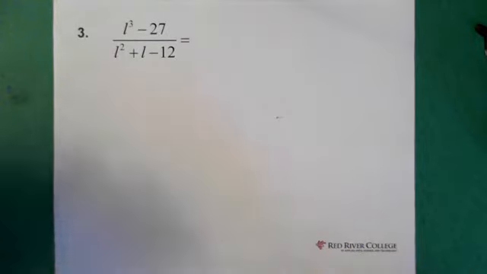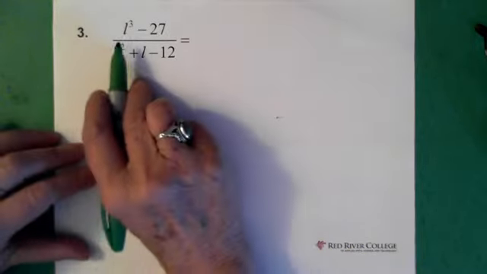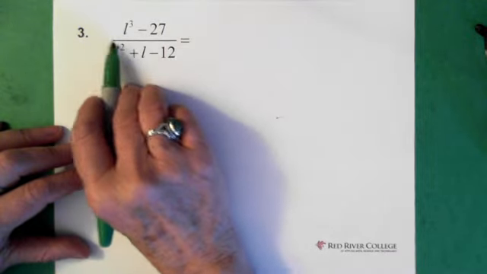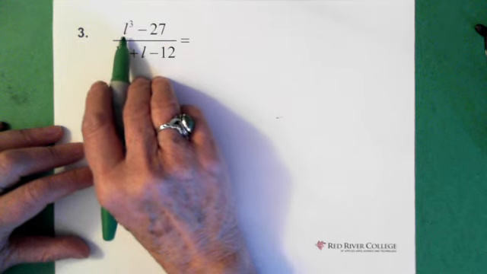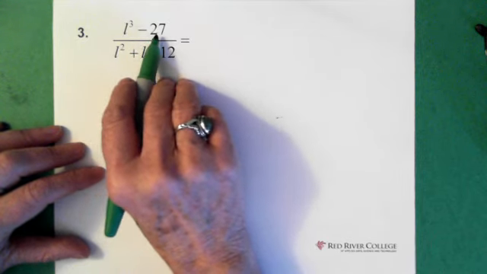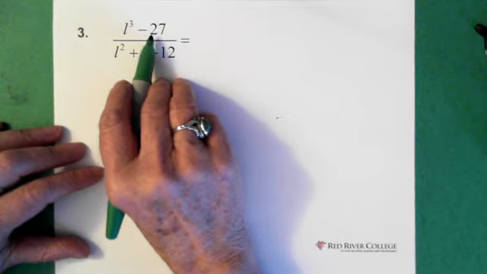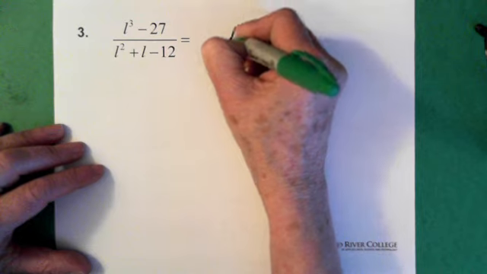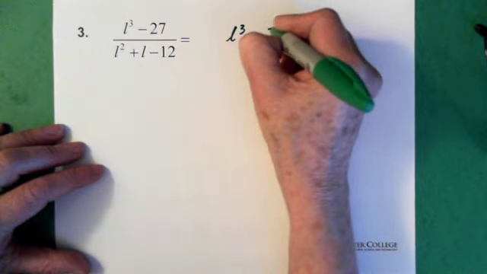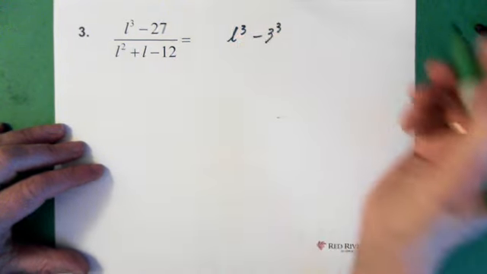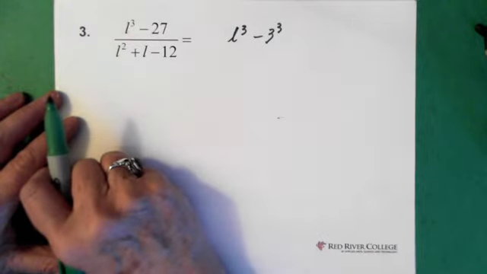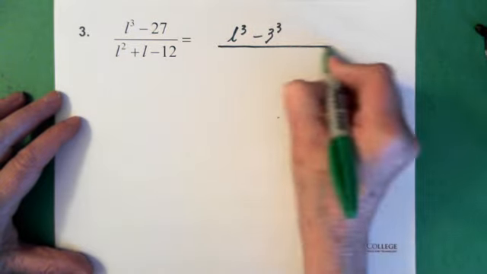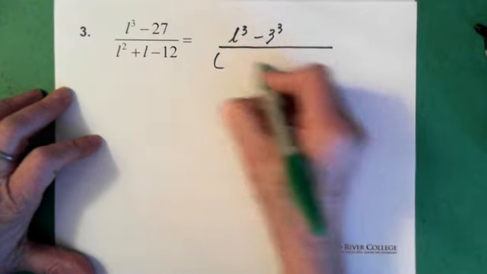All right, last question. So here again we have one of the cubed equations. So L cubed minus something cubed, and in this case it's 3 cubed, right? So here we have L cubed minus 3 cubed. And in the bottom we have something that is, I'm assuming, factorable. All right, so let's try it.